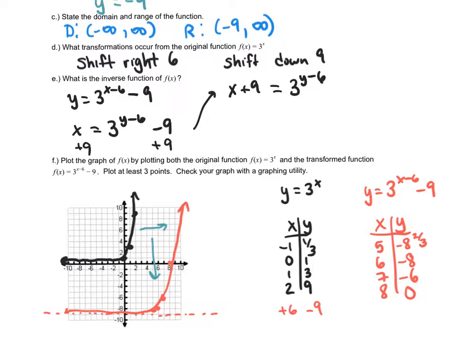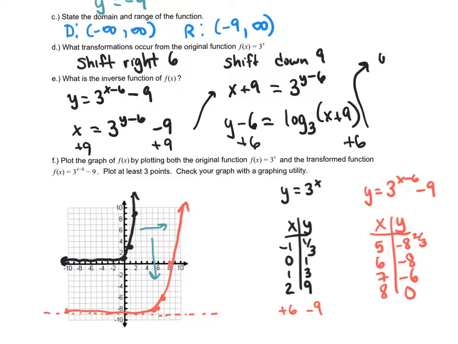So we get x plus 9 equal 3 to the y minus 6. Now the way to get the exponent down and by itself is to switch to log. So we put y minus 6 by itself, log base 3 of x plus 9. And now real simple to get y by itself, I'll just add 6. So my final inverse function is going to be y equals log base 3 of x plus 9, plus 6, pardon.